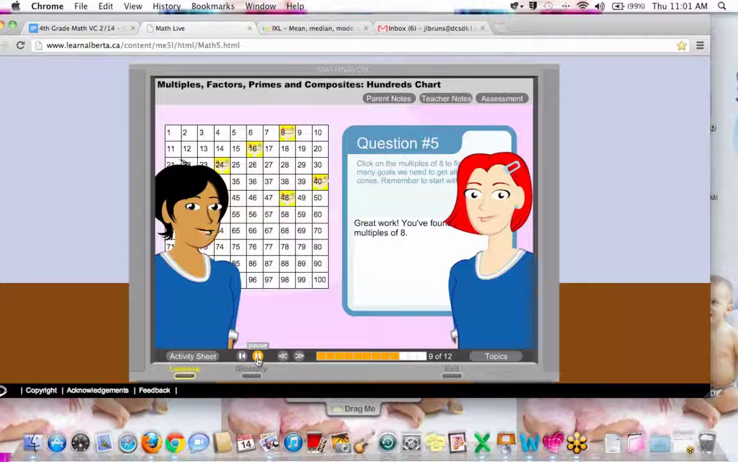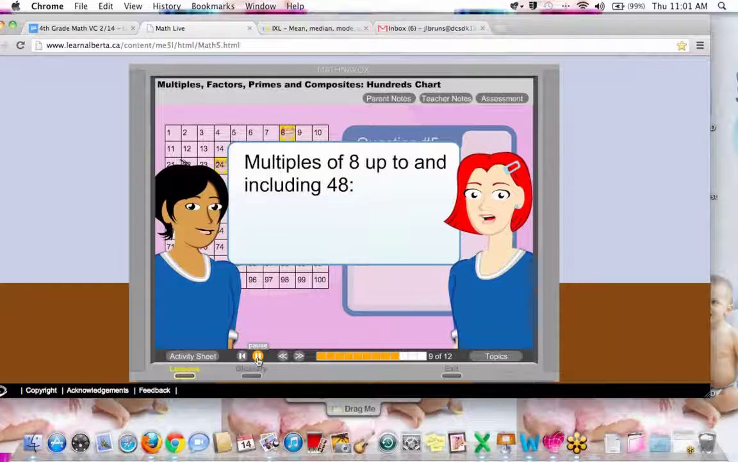Great work! You found the multiples of 8 up to and including 48. They are 8, 16, 24, 32, 40, and 48. We'll have to score a lot of goals if we want to go for ice cream 6 times.